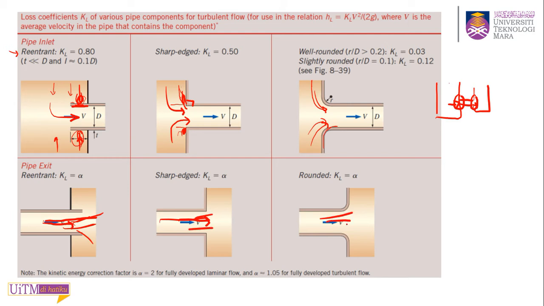So regardless of this well-rounded or sharp edge or whatever, you will still have the same loss coefficient alpha here. Okay, so that is your loss coefficient for exit.